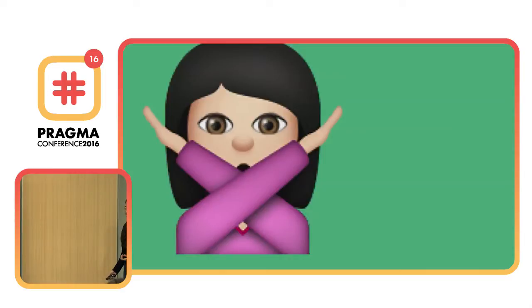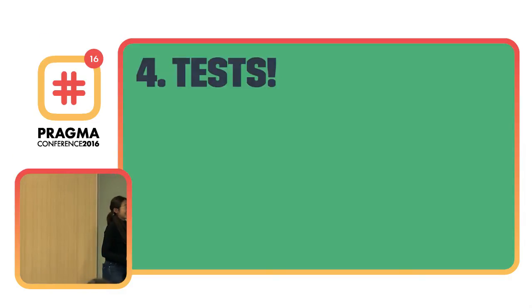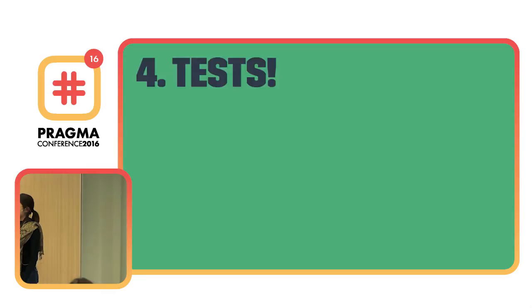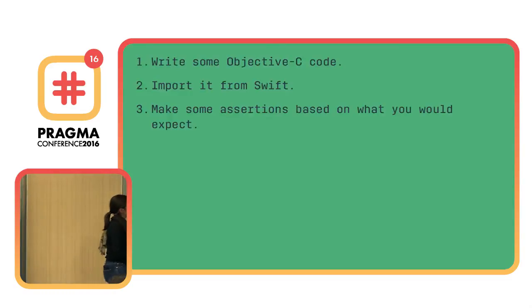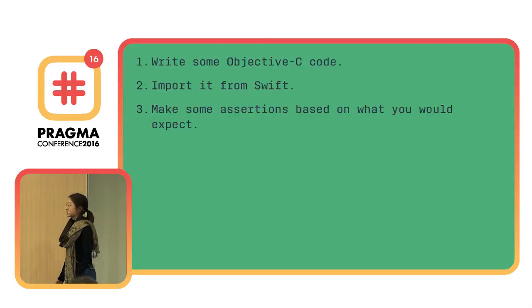Maybe when you're doing iOS development, you can just run the app and poke around and say that you tested it. But for Swift code, you actually have to write some tests. You can't just open up an app and see if it works. So let's see how we test Swift compiler code. Here's our plan. We're going to write some Objective-C code. We're going to import it from Swift. And then we're going to make some assertions based on what we expect. This is pretty standard testing, right? So let's start with the first one.